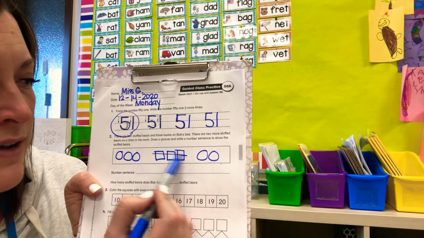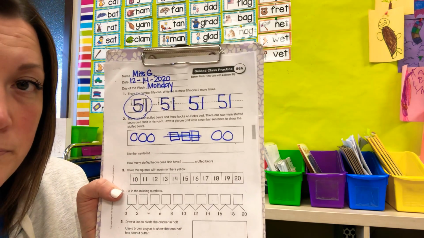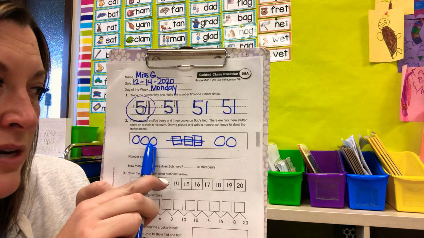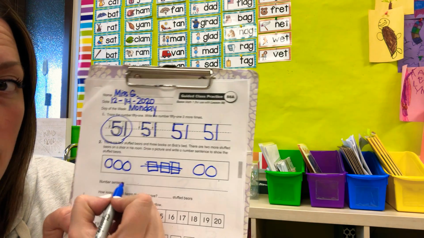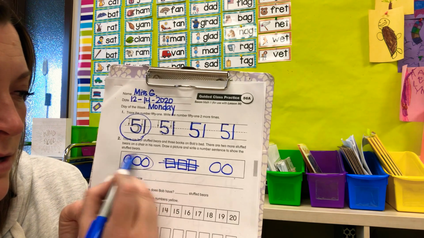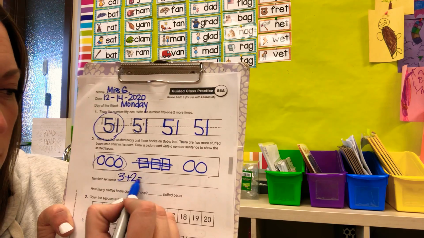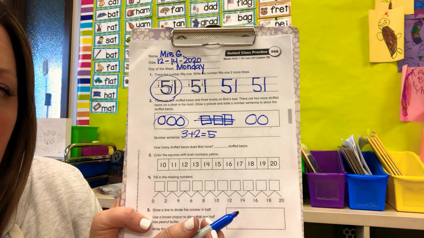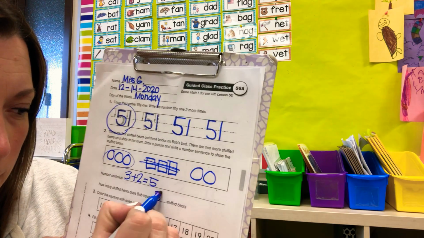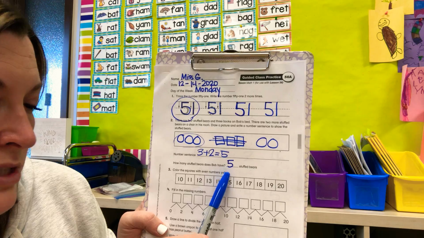So we actually don't even have to pay attention to the books. It's just asking about the bears. We've got 3 bears on the bed, 2 bears on the chair. So we're trying to add them together, right? So what's the first number we write? 3 plus 2 equals 5. How many stuffed bears does Bob have? 5.